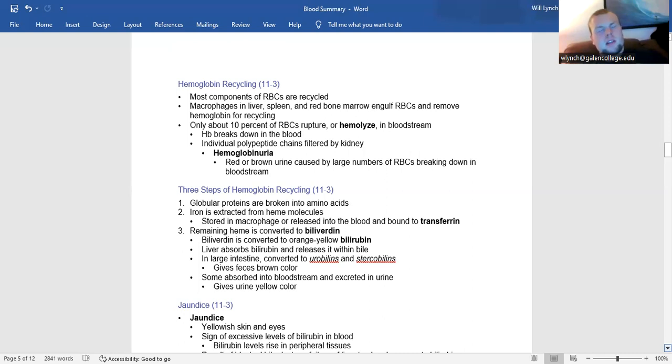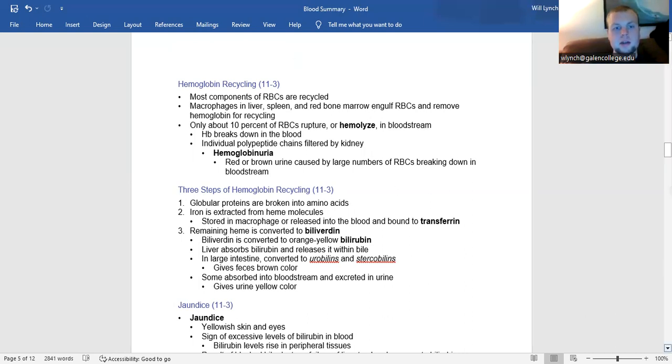Hemoglobin breaks down into the blood, and the hemoglobin units that break down in the blood are going to form what we call hemoglobinuria. Okay, so hemoglobinuria is going to be a red or brown coloration in the urine, and you will see this if you have an unusually excessive amount of red blood cells that are being destroyed and broken down in the bloodstream.